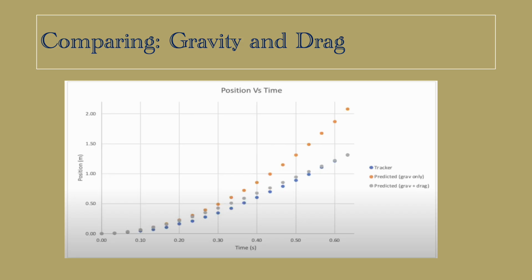Now comparing all three, Tracker, gravity, and gravity plus drag, we see that again the Tracker and the gravity-only prediction completely deviate, but we see that Tracker and the prediction for gravity plus drag are pretty in line, so we can see how much of an effect giving b a value makes.